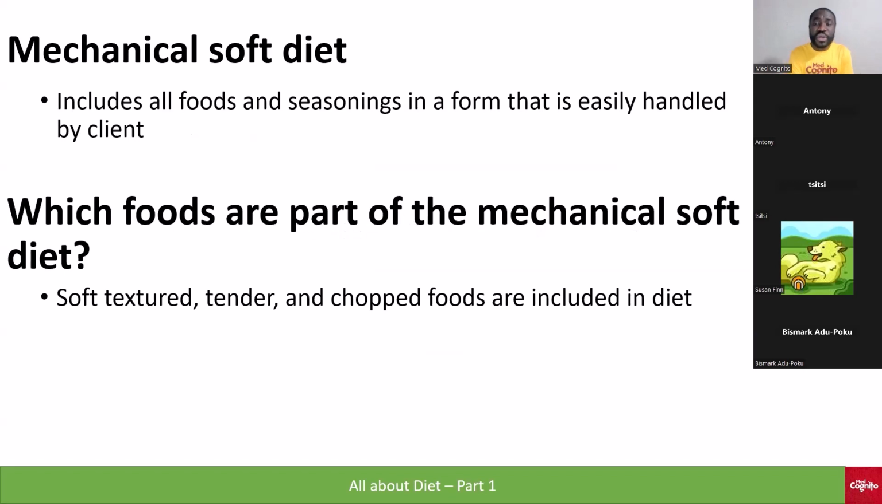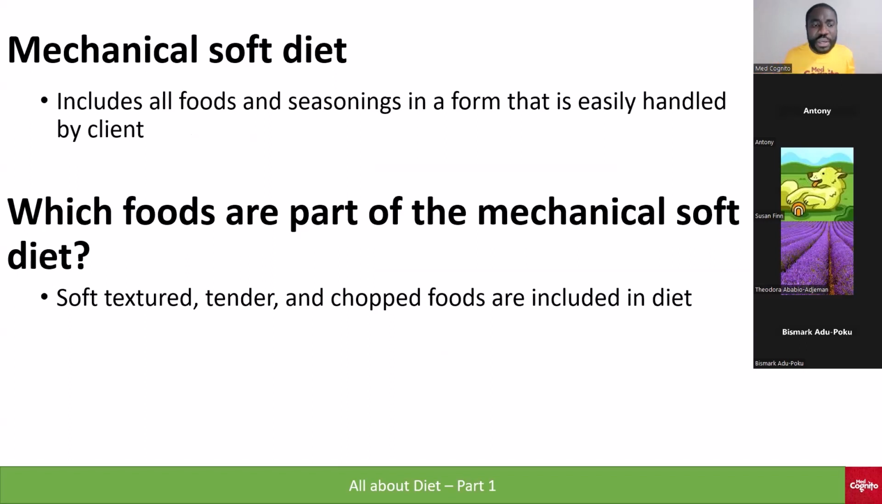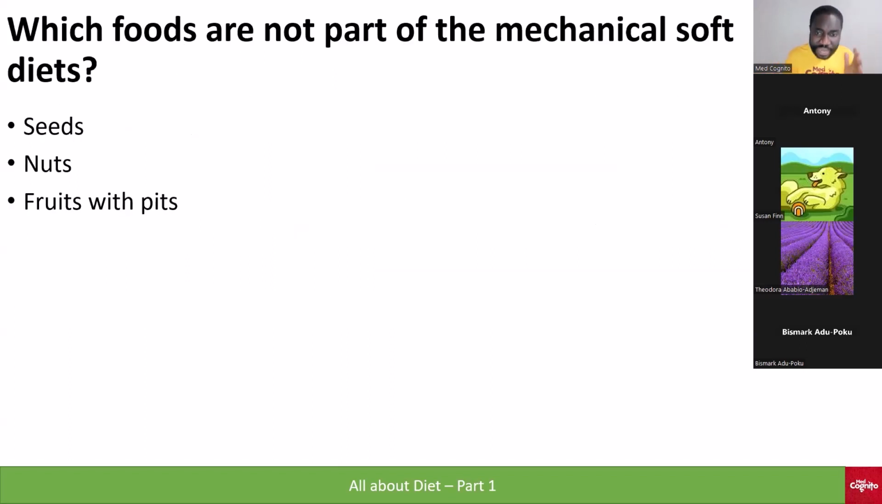Maybe I'll go on to the next one, and then we can put soft diet and mechanical soft diet together. Mechanical soft diet includes all foods and seasonings in a form that is easily handled by the client. What are the characteristics? It's soft textured, it is tender, and soft foods are all included in a soft mechanical diet. Which foods are not part? Seeds, nuts, fruits, and pits are not part of a soft mechanical diet. Or fruits with pits, they are too hard and the client cannot handle them.